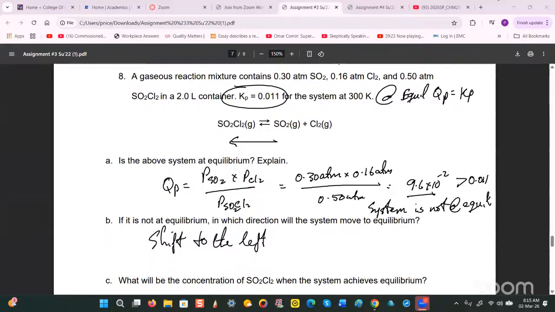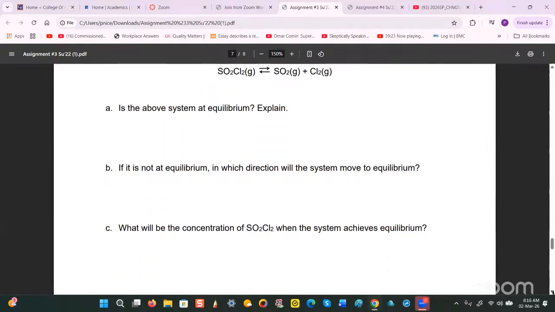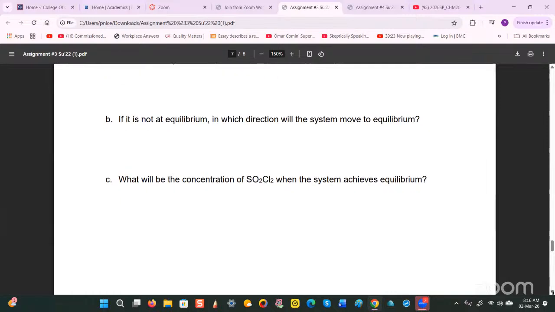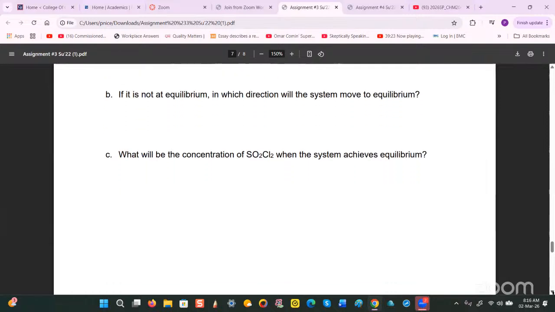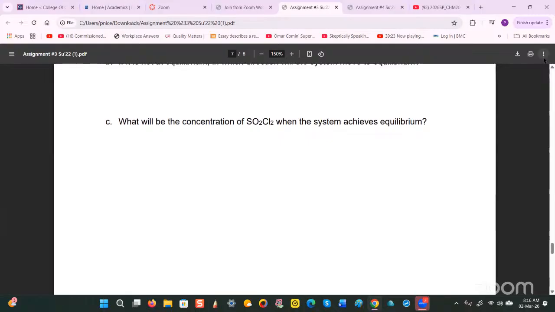Okay, any questions so far? Any questions about what we have just done in this question? Any questions? All right, so because I'm going to need space, let me clear this. And scroll down. So the next question is, what will be the concentration of SO2? Hold on, wait a minute. Did I skip something?